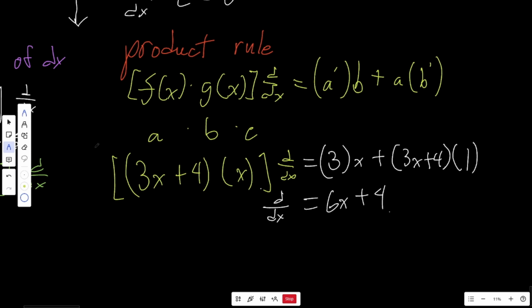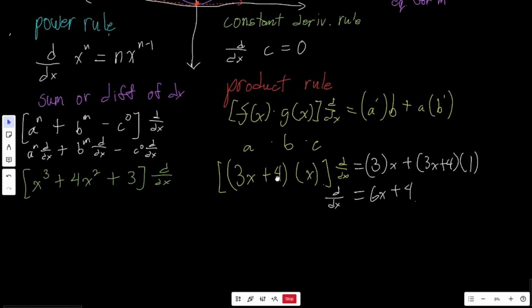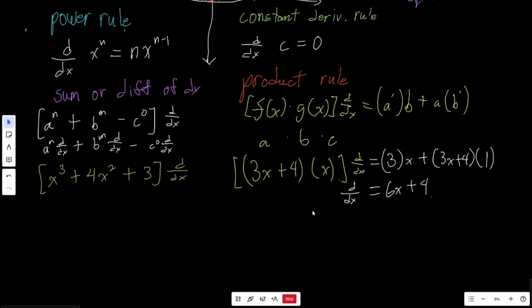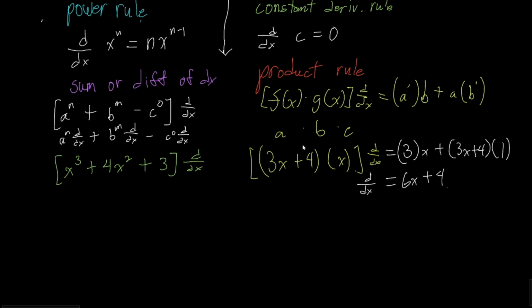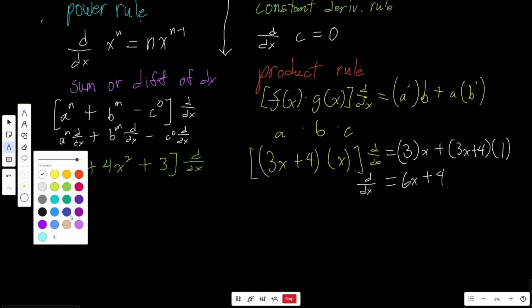Now the product rule is also very similar to the quotient rule. So the quotient rule basically is just the same thing, except our a and our b are referring to the numerator and denominator respectively, and the operation is now subtraction. So allow me to show you.